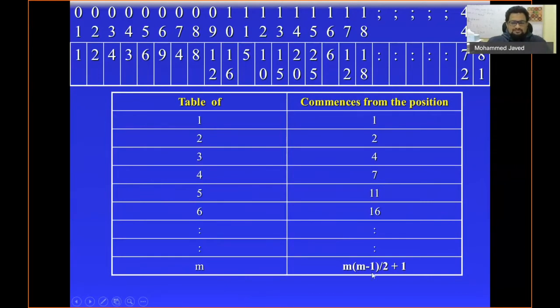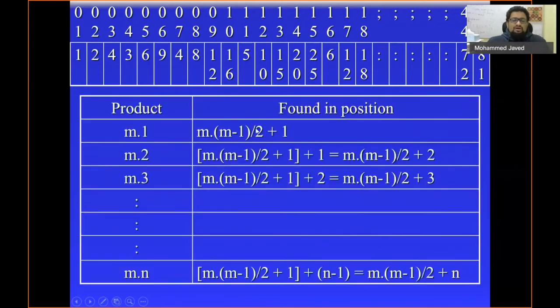So now let us move forward. If I have the table, let me represent this as n and this as m. Now I want to generate the table of m: m into 1, m into 2, m into 3, m into n. So m into 1 can be found at the location m into (m minus 1) divided by 2, plus 1. Similarly, m into 2 is at m into (m minus 1) divided by 2, plus 1, plus 1, right? So this becomes m into (m minus 1) divided by 2, plus 2. Similarly, m into 3 is at m into (m minus 1) divided by 2, plus 3, and so on.